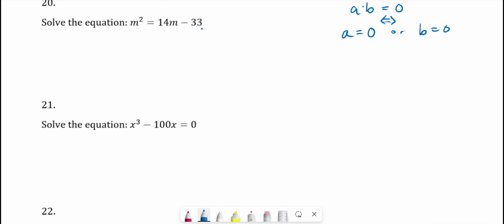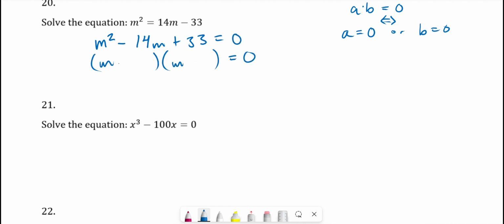So let's begin by subtracting everything over to the other side. We have minus 14m then, and plus 33. And that's going to be equal to 0. We factor, set up our parens, m and m, a minus and a minus times a minus will give me this plus. Factors of 33 with a sum of 14 are 11 and 3.